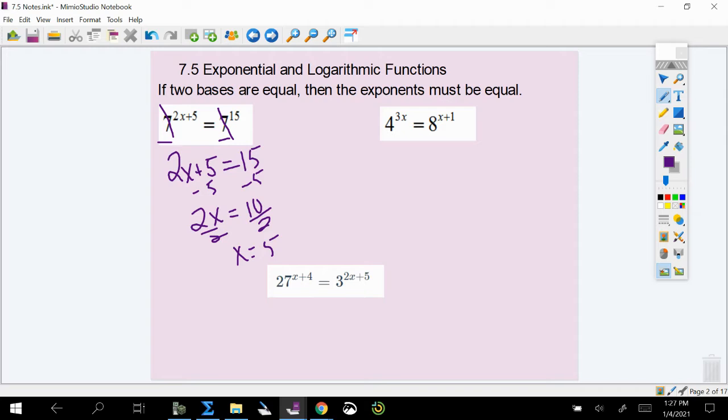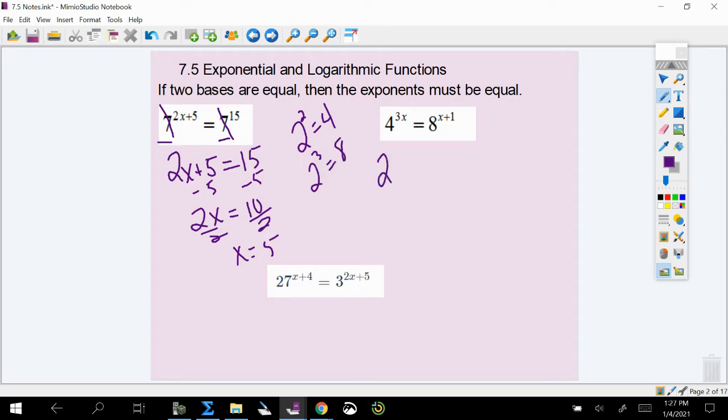Most of your problems, and looking at what they ask you to do on Delta Math, the bases won't be the same to start. So your job is to get them to be the same base. You want to work with small numbers. Get them all to be base 2 or base 3 or base 4. So for example, on this next one, you can get both of them to be base 2 because 2 squared is 4 and 2 cubed is 8. So we can get them both to be base 2.